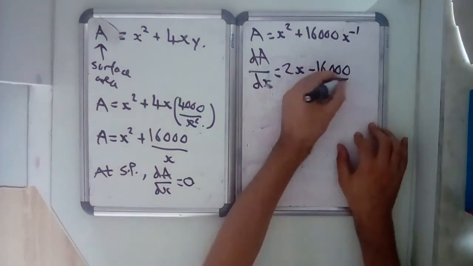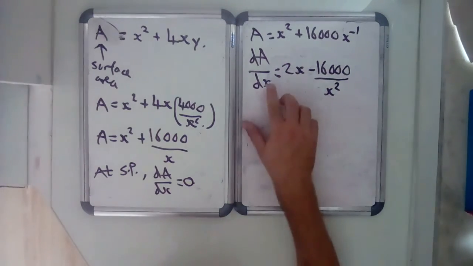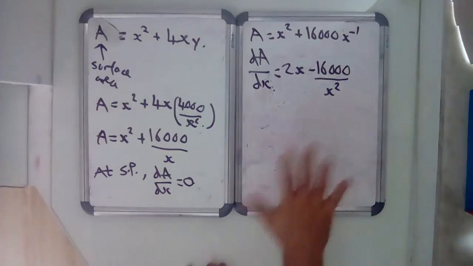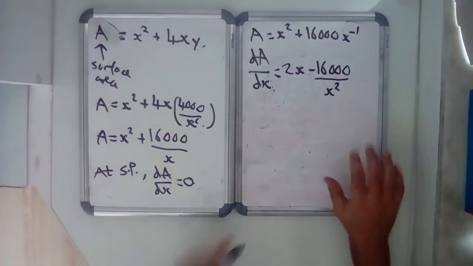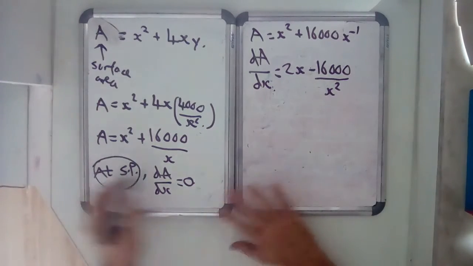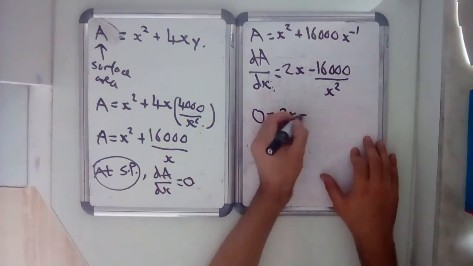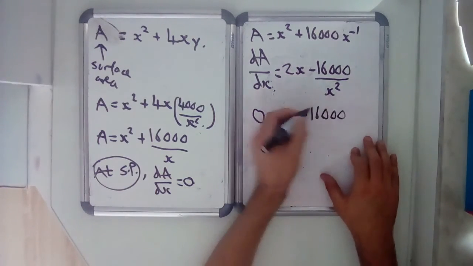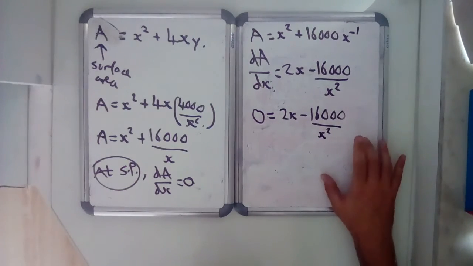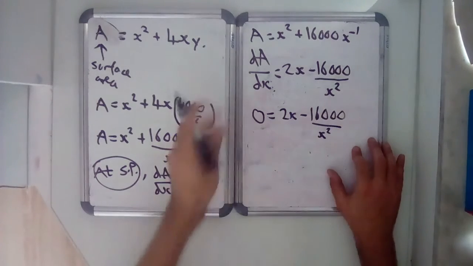So I'm actually just going to write over x squared, although I guess we might need it later. Never mind, we'll sort it out later. Okay, so we've got our expression for dA by dx. So remember, at the stationary point, we're going to solve now for the stationary point. 0 equals 2x minus 16,000 over x squared. So we could divide through by 2, might help a little bit.